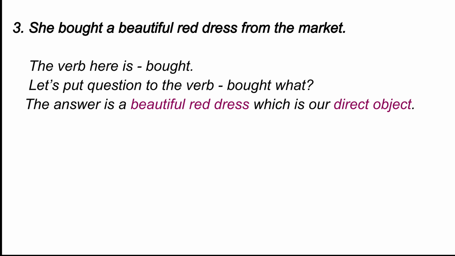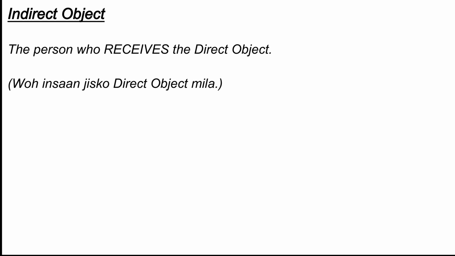She bought a beautiful red dress from the market. The verb here is bought. Let's put question to the verb. Bought what? The answer is a beautiful red dress, which is our direct object. Let's now see indirect object. The person who receives the direct object. वो इंसान जिसको direct object मिला, that is indirect object.